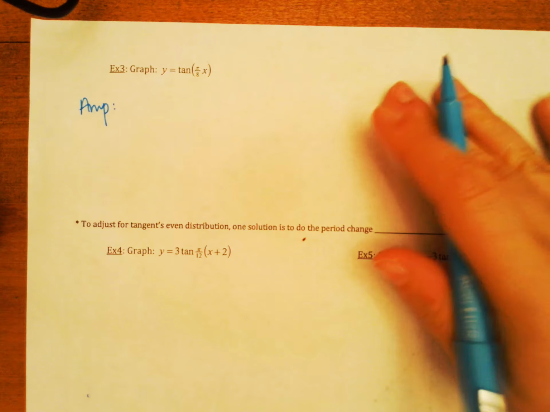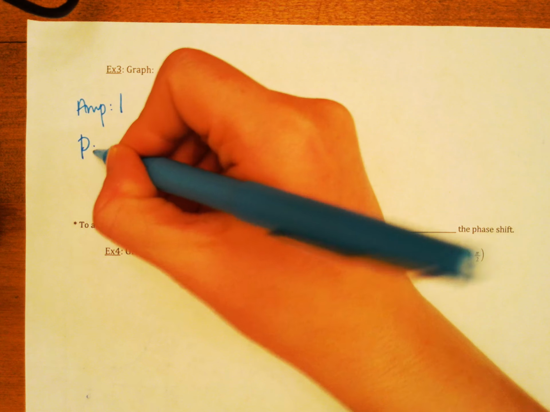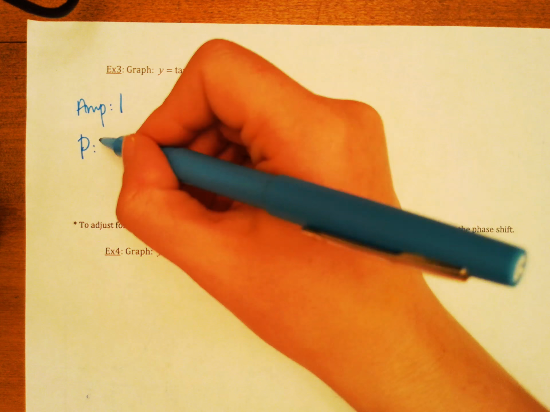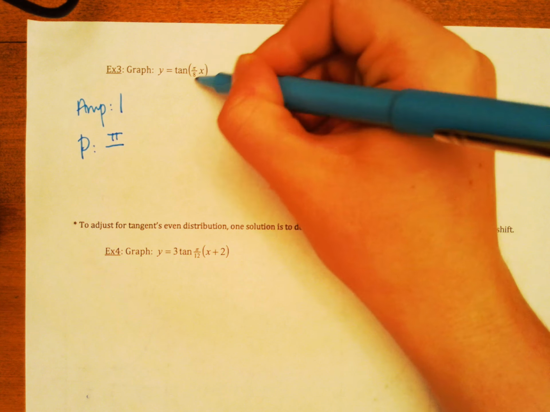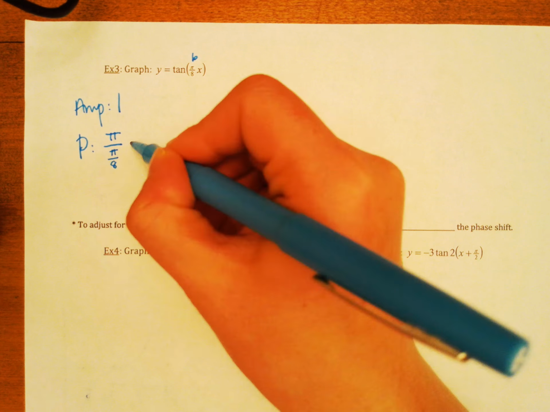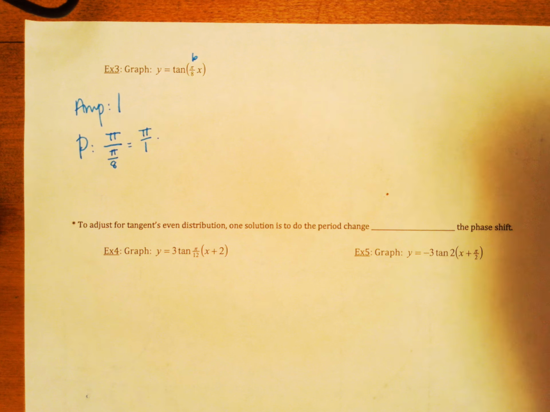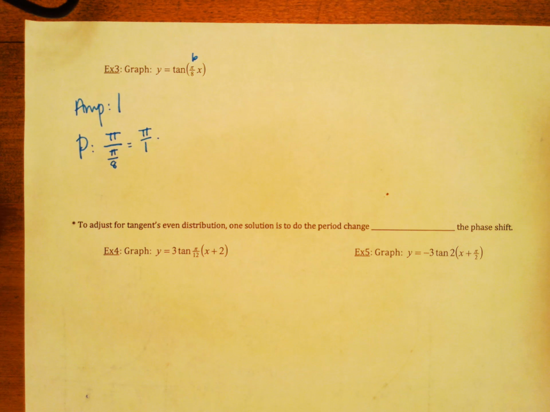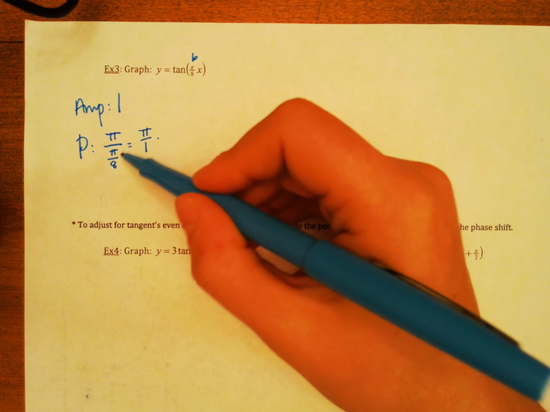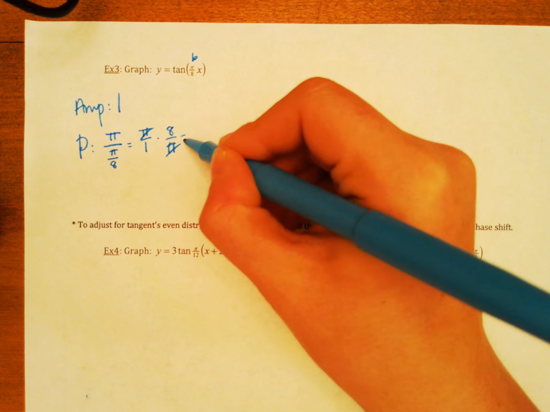So for our amplitude, we just have 1 because we don't have anything in front of the tangent. We're going to find the period. So period for tangent is pi over b. Our b value is in front of the x, so this b value is actually pi over 8. Which again sounds a little bit weird, but it's okay. It just means that our values are going to be whole numbers rather than in terms of pi. Okay, so then I have pi over 1 times the reciprocal, 8 over pi. Our pi's cancel. We're left with 8.